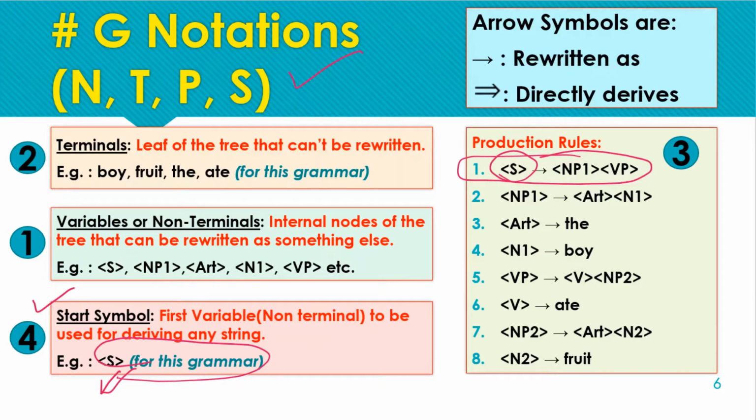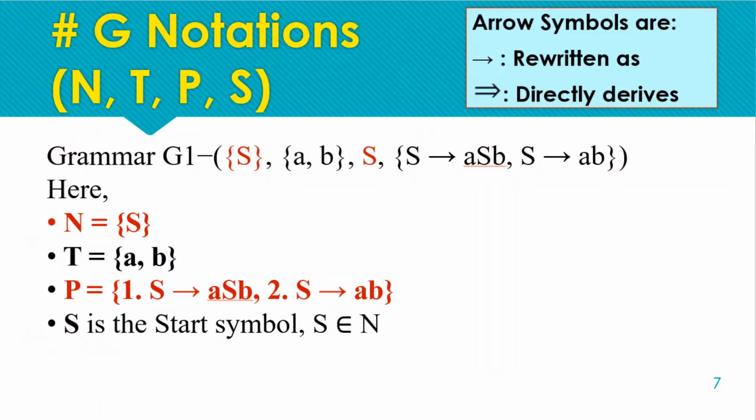So let's start with the examples now. Here is the first example. In this grammar, the non-terminal is only one, S, and next are the terminals. The terminals are a, b. So lowercase a and b are terminals. Generally we use capital letters for variables or non-terminals, so variables and non-terminals are denoted with capital letters, and terminals are denoted with lowercase letters.